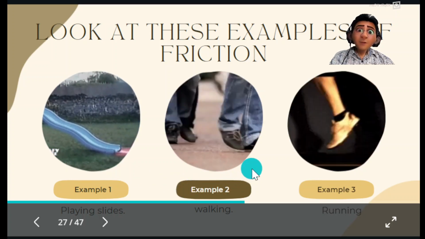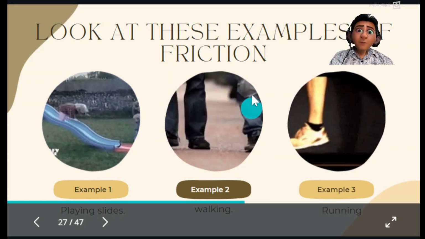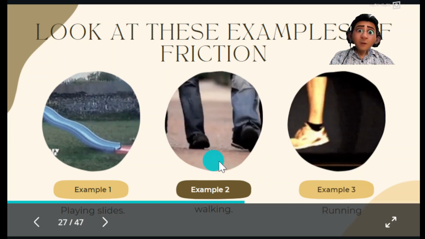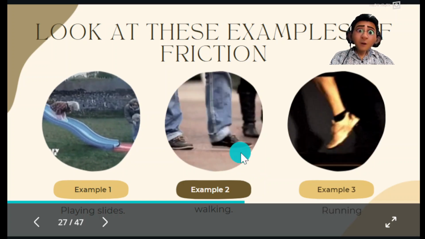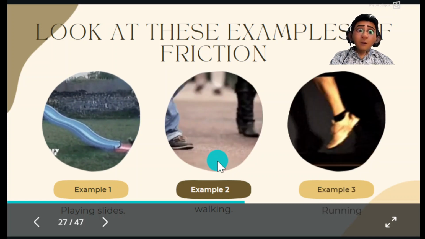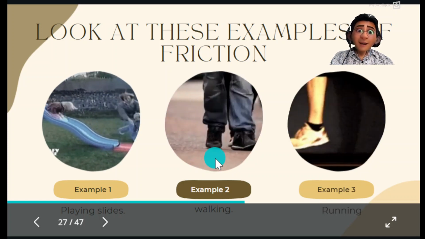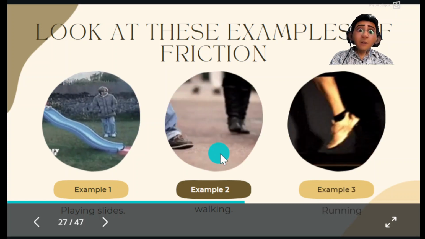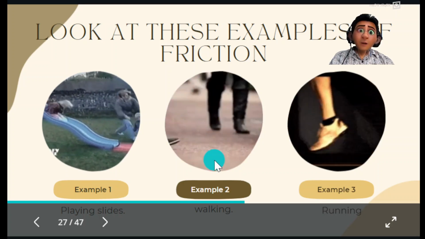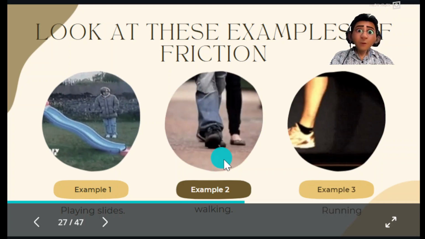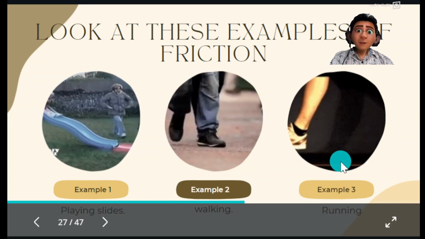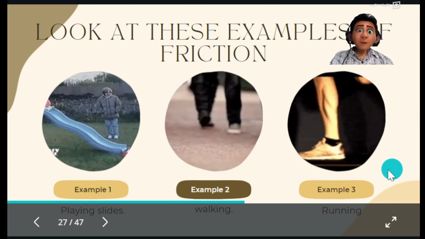Another example would be walking. Walking uses friction. And what happens? The road or the pavement or the floor or anything that you step on will have friction against the shoes that you are wearing, like here. And it will help you to move forwards. It's the same as running, and running is faster than walking. The same idea.